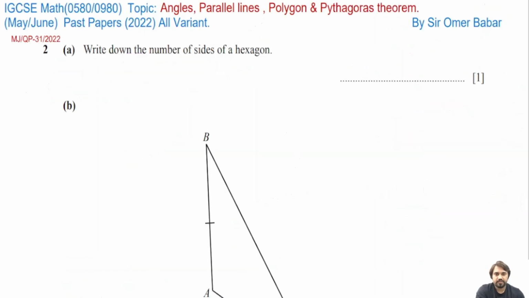Now moving towards our next question. Our next question is question 2 that appeared in 2022. The question paper was 3 and the variant was 1. Write down the number of sides of a hexagon. Hexagon means 6. So it means 6 sides.